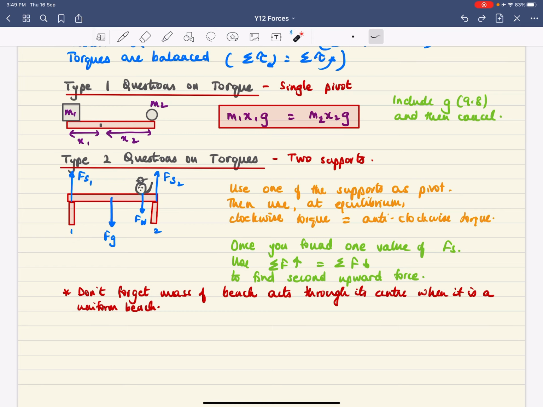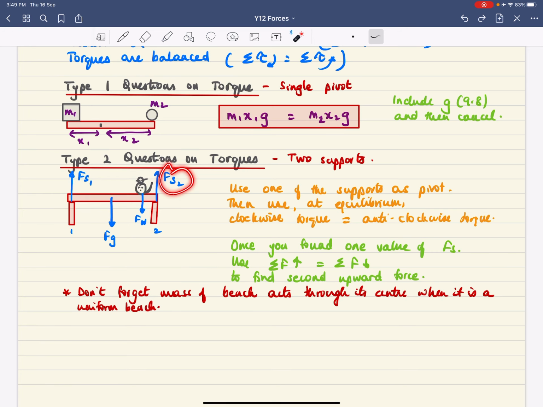Then, in order to solve this, let's say you've got support 1 and support 2, you choose one of them as the pivot, and then you take all distances from the pivot. So this is your clockwise torque, these two, the cat and that, will be equal to the sum of your anti-clockwise torque. So that's your distance times the force plus that distance times the force should be equal to this whole distance times that force. And then you can find the value of Fs2 because that's your unknown.